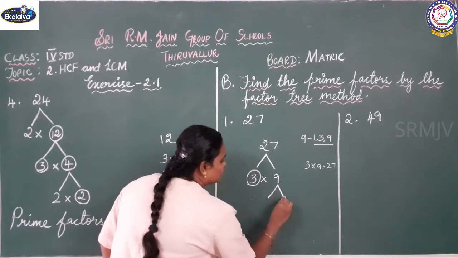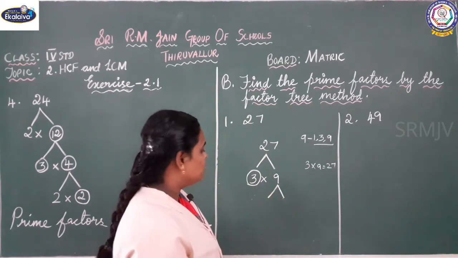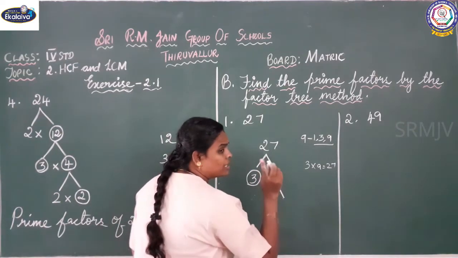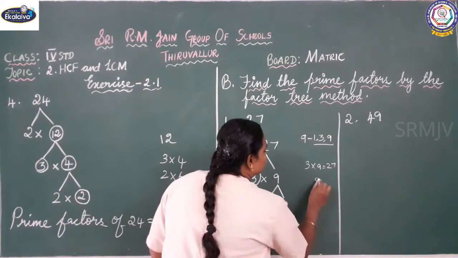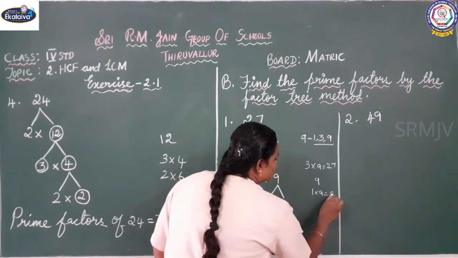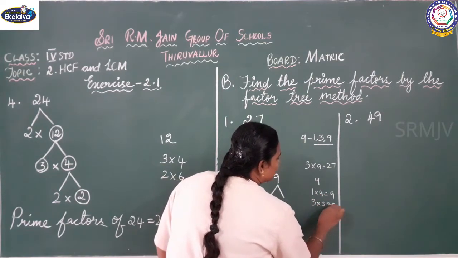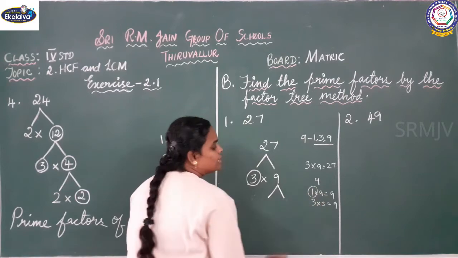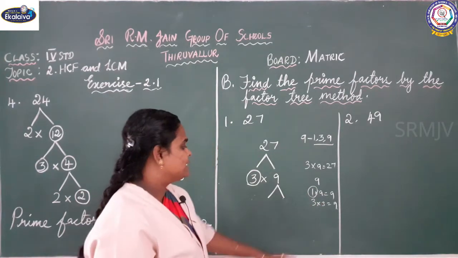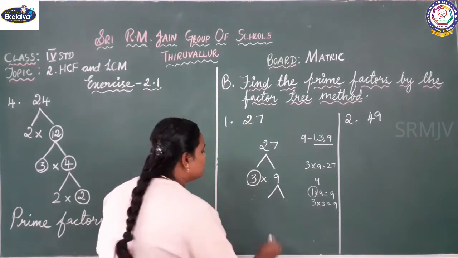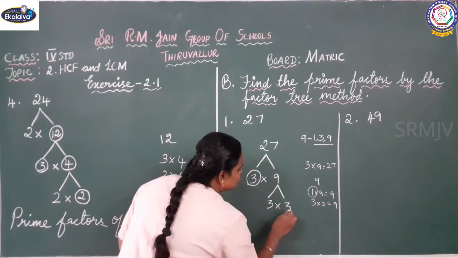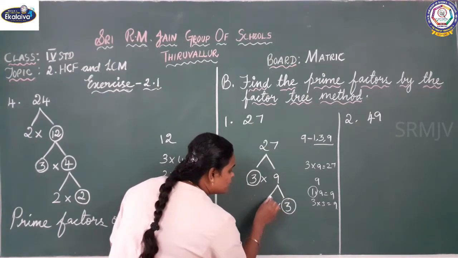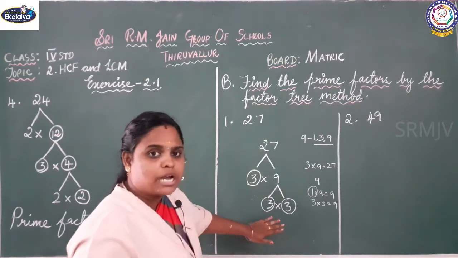So 9. Again for 9, we'll take 3 3s are 9. 1 9s are 9, you can write that also. Then 3 3s are 9. But here 1 is neither prime nor composite. So you should take only 3 3s are 9. 3 is a prime number, and 3 is a prime number. So we can stop here.